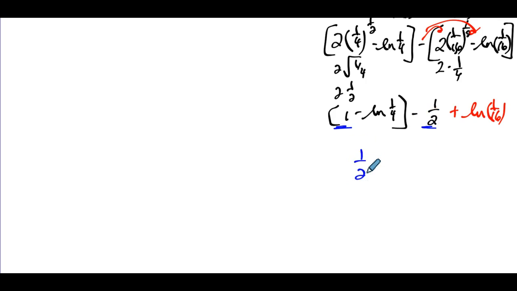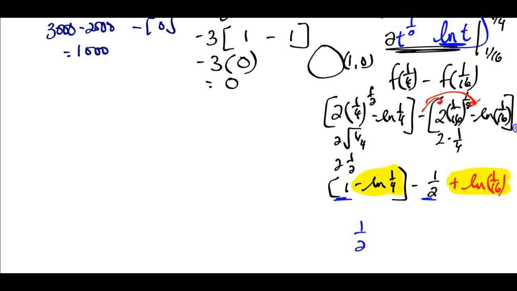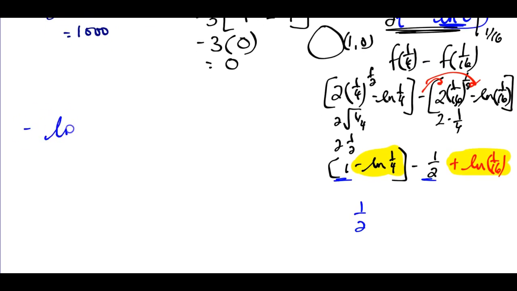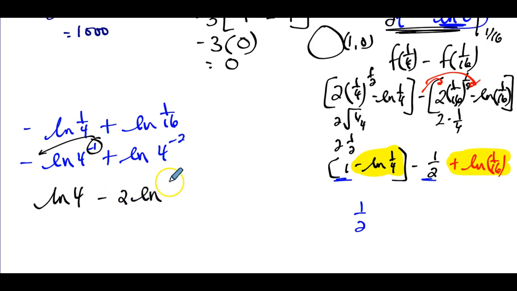And so I'm going to look at this, explore these logs just a little bit. So negative ln of 1/4 plus the ln of 1/16 would really be 4 to the negative first plus the ln of 4 to the negative second. Using log properties, I can dump this down out front. So this is the ln of 4 minus 2 ln of 4s, and that gives me a negative ln 4.